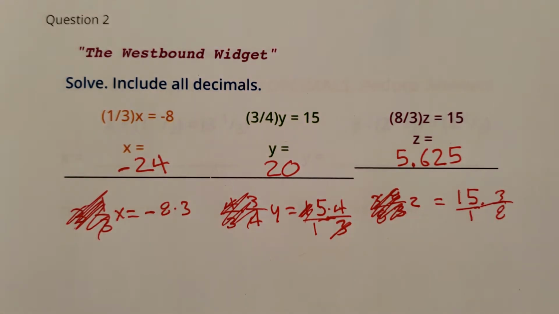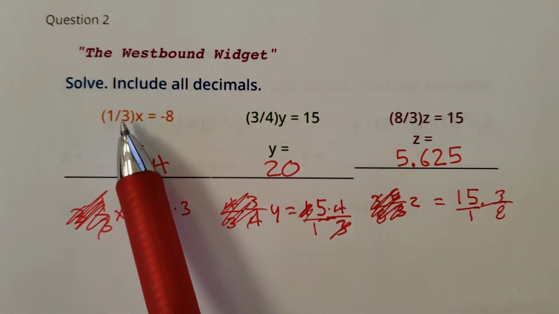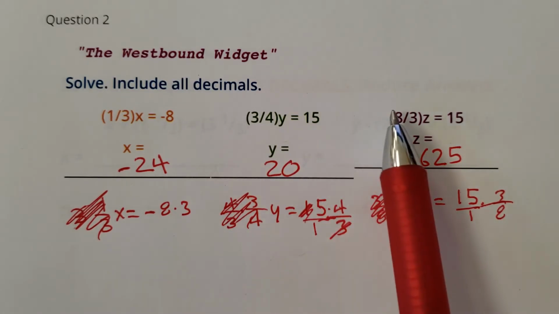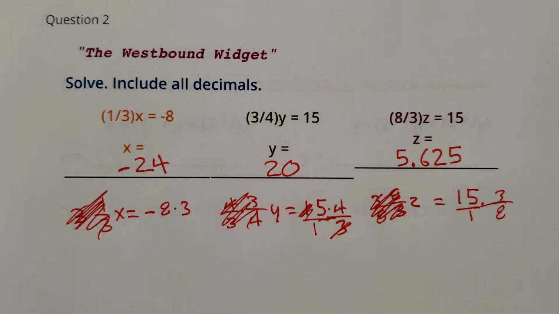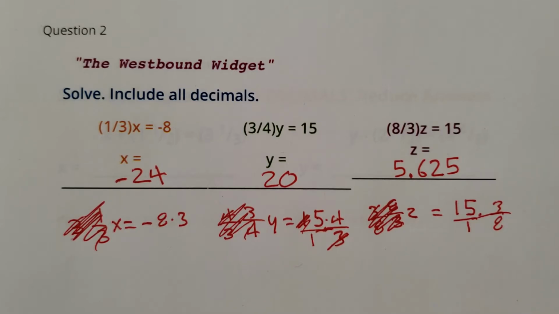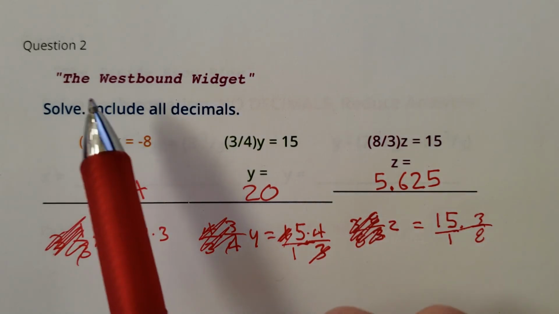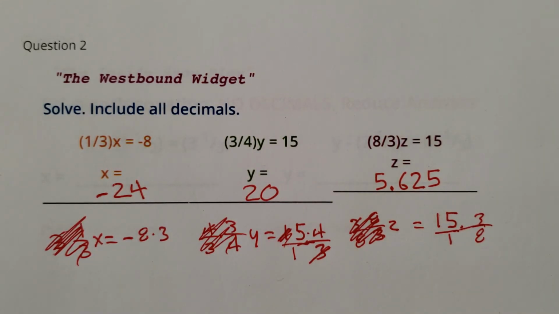That's not too shabby. All right, so again, how do you get rid of a 1/3? A regular 3. 3/4, you use 4/3. 8/3, you use 3/8. Okay. Reciprocal is the magic word, also known as the multiplicative inverse. Ooh, that's got a lot of syllables. Makes me sound smart when I say it. All right, that is the Westbound Widget, and we're all done.